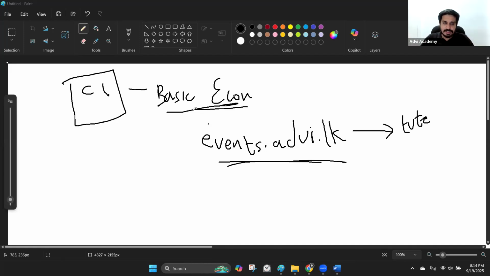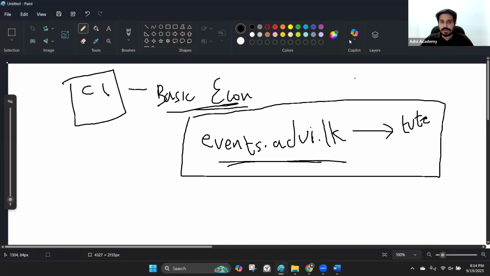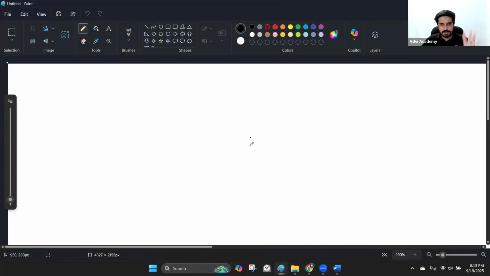As I was saying, in terms of the tute, you can download it from the events.advi.lk website. If you are a class student, you already have the tute with you, you would have been given the printed version. If you are not, you can download it from this website. Now, let's not waste too much time, we'll get on to it right away.